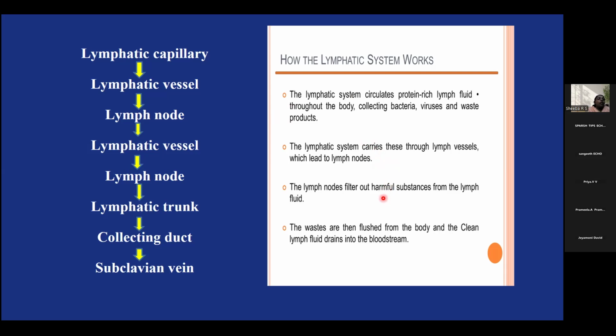What is the major function of the lymph node? The lymph node will filter out the harmful substances from the lymphatic fluid. That is the major function of the lymph node. The lymph node will segregate the lymphatic fluid. Whether there is any infection, maybe bacteria or virus, it will try to destroy the infections from the lymphatic fluid. The clear fluid will be drained into the lymphatic system, and then it goes to the circulatory system. The waste product is flushed out from the body.